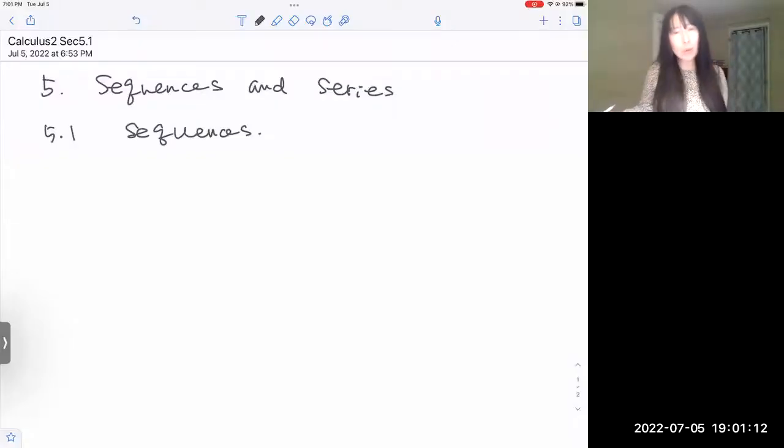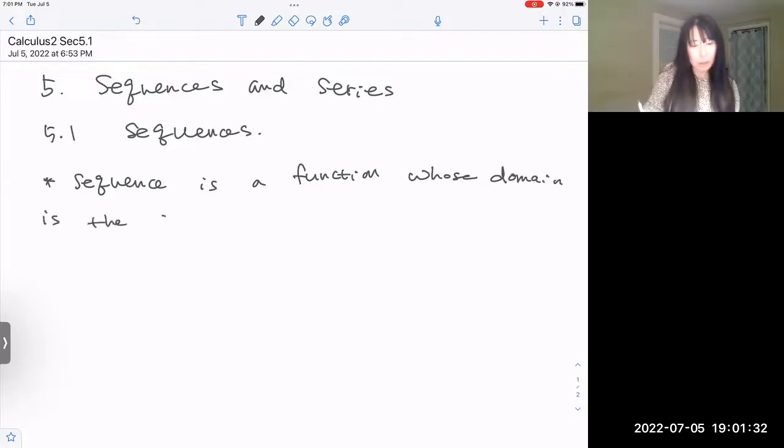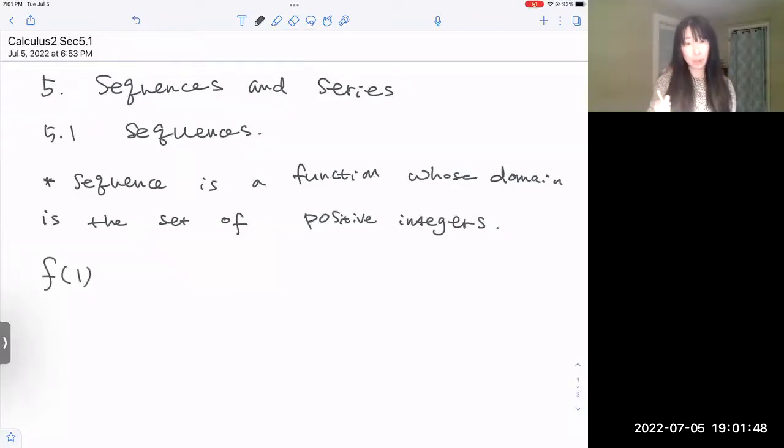Okay, so let us talk about the 5.1 sequences. So let me write down sequences. The sequence definition is a function whose domain is the set of positive integers. Not real numbers, okay? Positive integers. So look, we're gonna start with integers, positive.